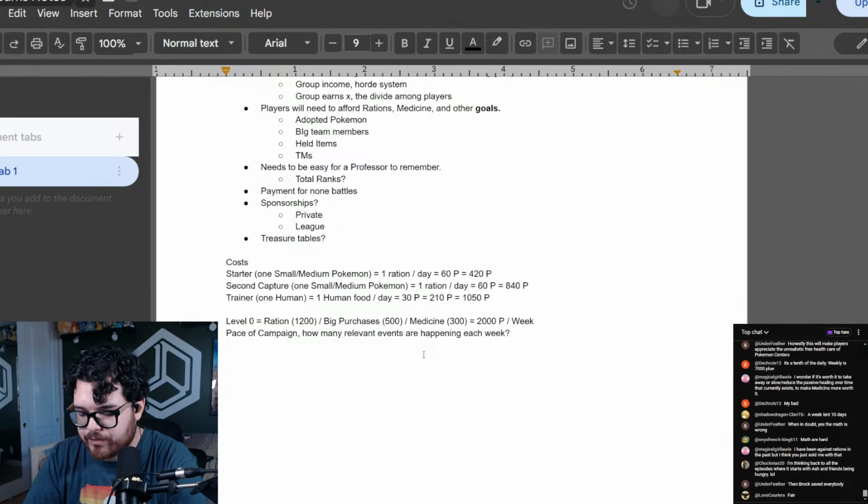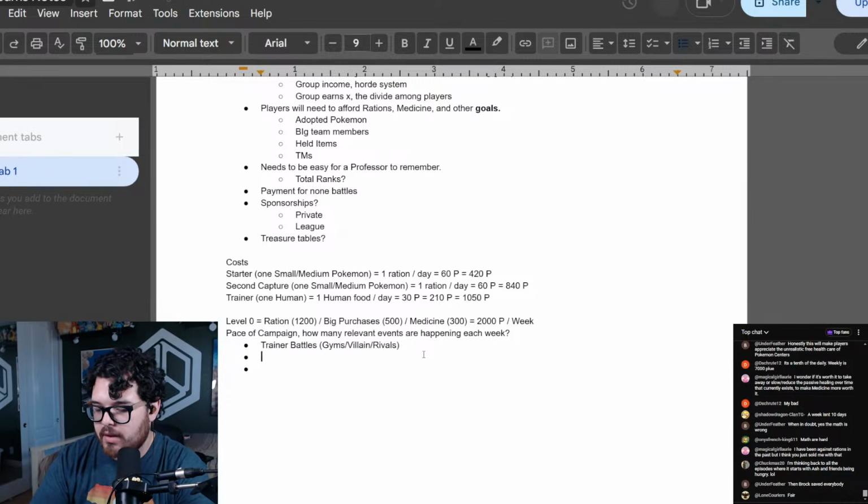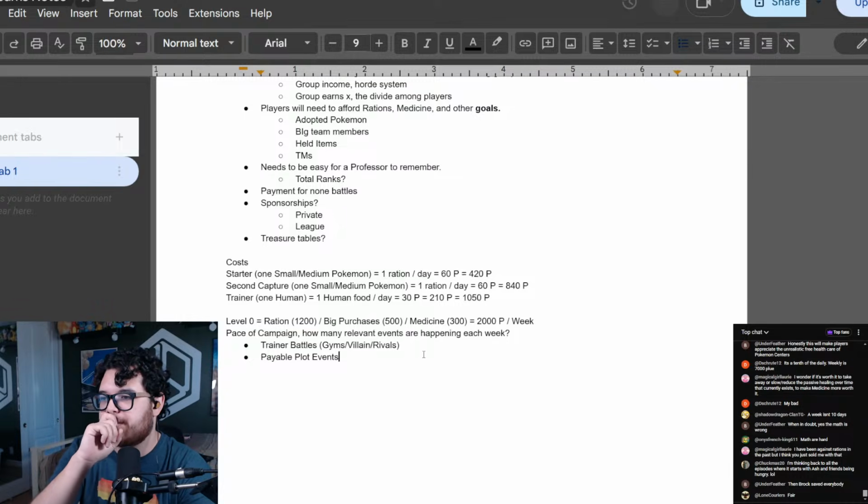This includes trainer battles. So this is gyms, villains, rivals, payable plot events. Actually, I don't want to include something here. There's something that I want to talk about later that I don't want to include on this list.